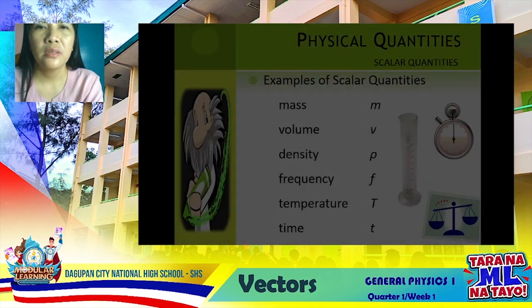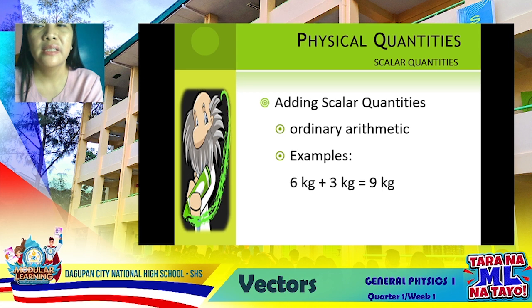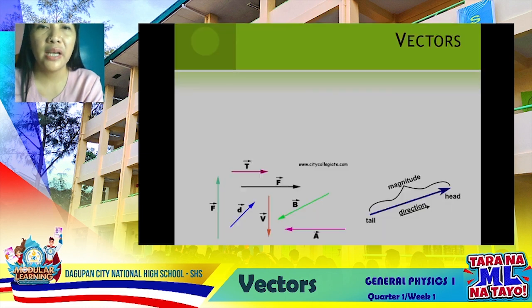Calculations with scalar quantities use the operations of ordinary arithmetic. For example, 6 kilograms plus 3 kilograms equals 9 kilograms, or 4 seconds times 2 equals 8 seconds.